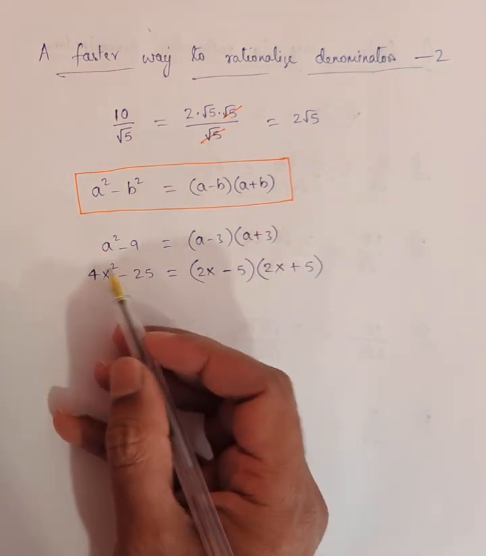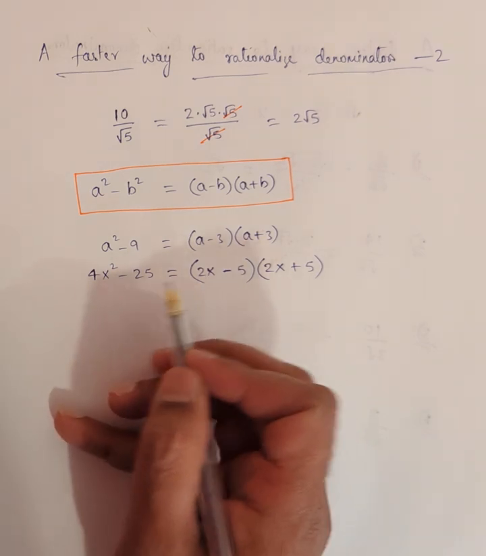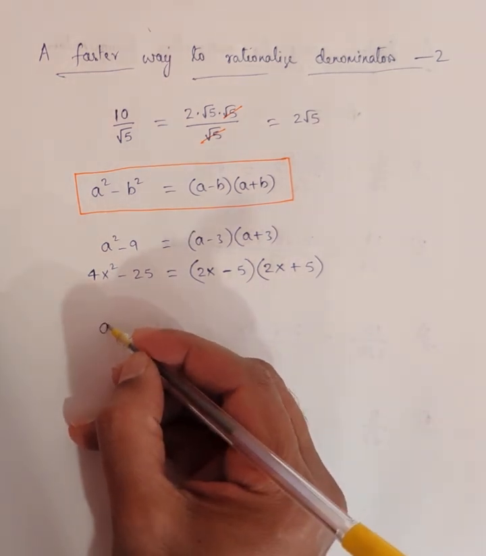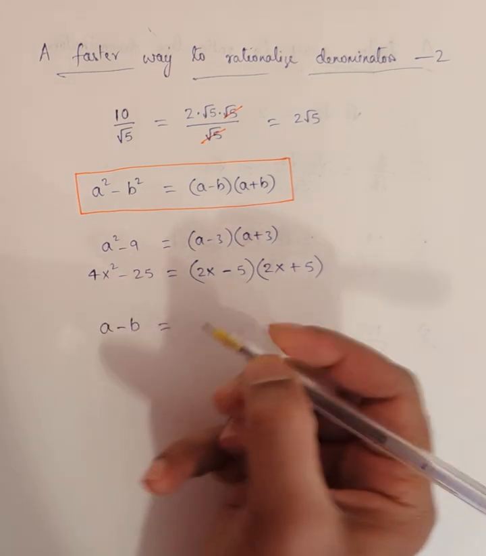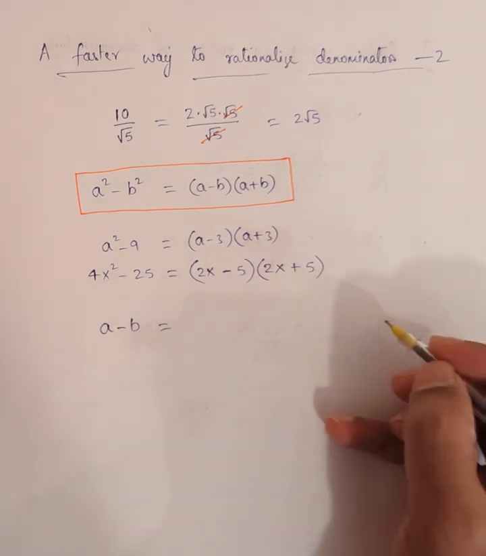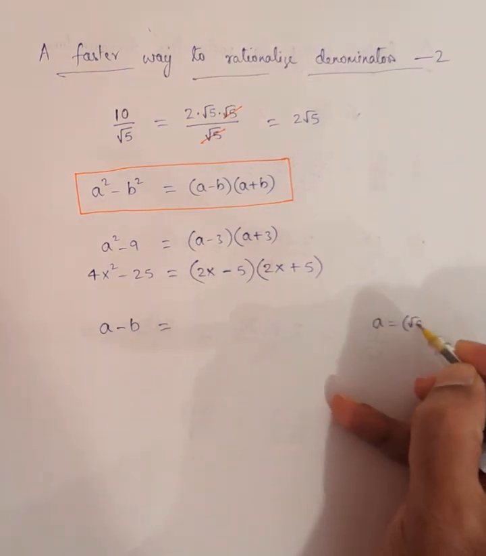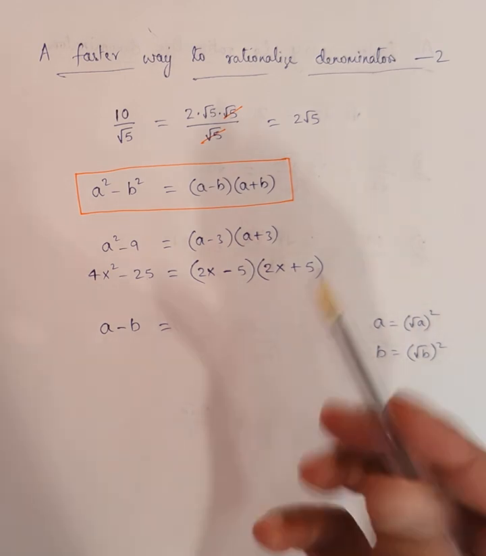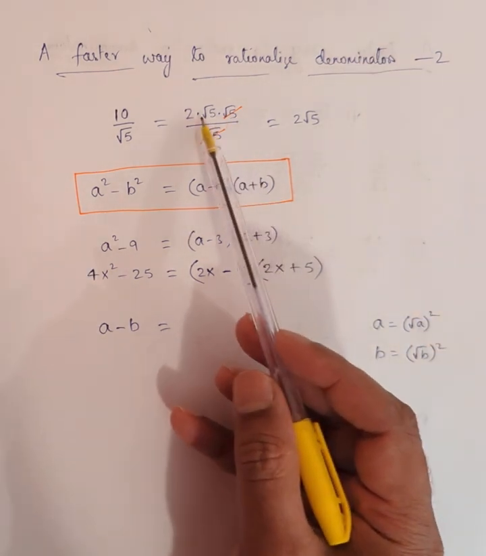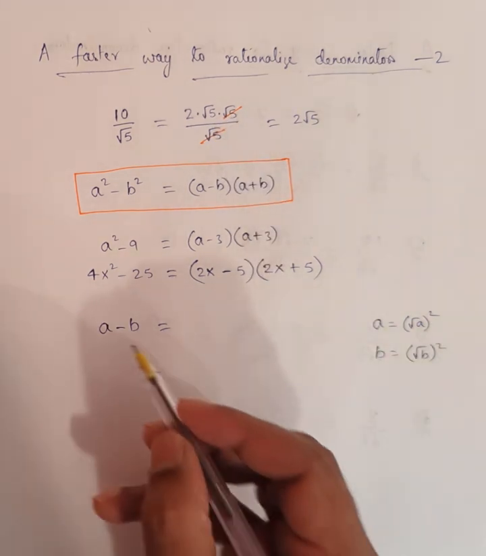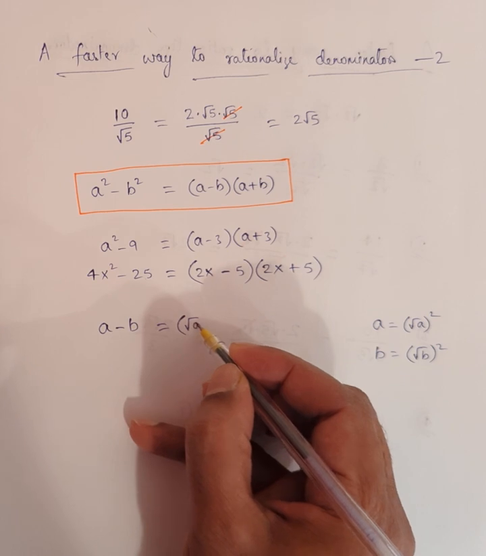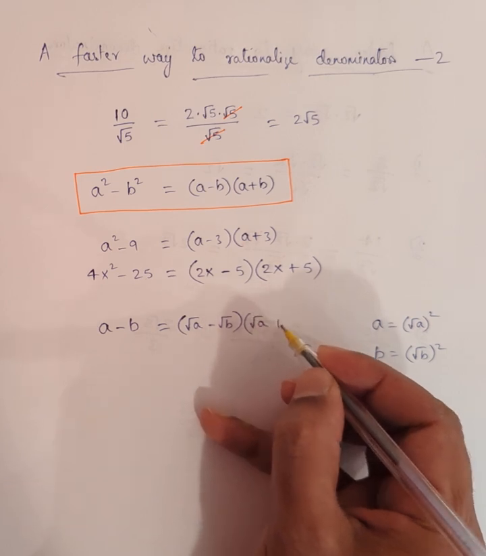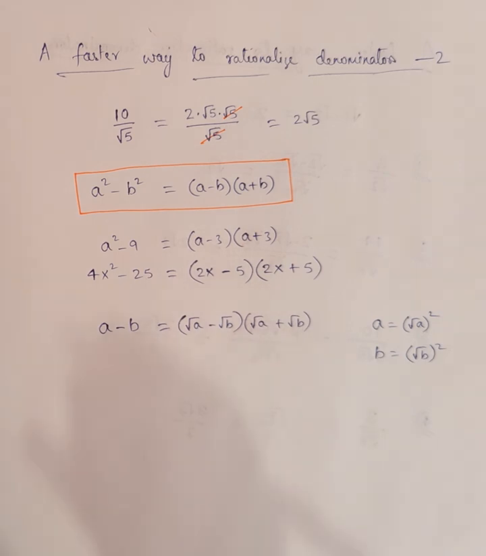Or in other words, you want to think, where is 4x square coming from? It's coming from squaring 2x, and 25 comes from squaring the 5. Now, one thing that I want you to realize is you can think of a and b also as squares. So notice, a could be thought of as the square root of a quantity squared, and b is the square root of b quantity squared. In fact, that's what we have been doing here. We thought of 5 as the square of root 5. So if you think of it that way, then you can factor a minus b as square root of a minus square root of b, times square root of a plus square root of b.